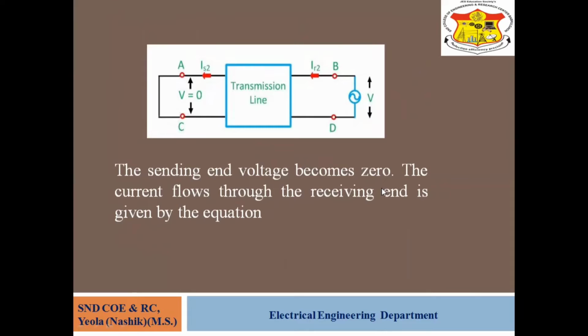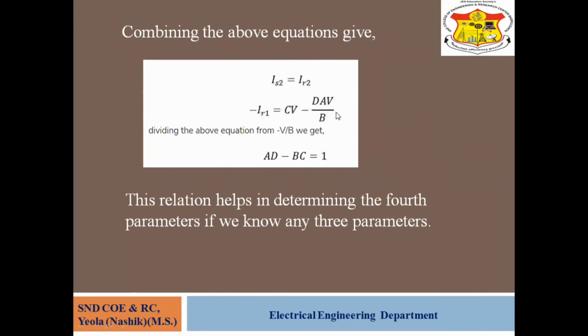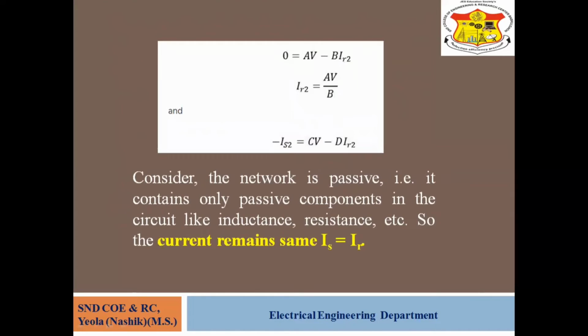The sending end voltage becomes 0, and the current flow through the receiving end is given by the equation 0 equal to A into V minus B into IR. So IR2, the receiving end current, is equal to A into V by B. So minus IS2 is equal to C into V minus D into IR.